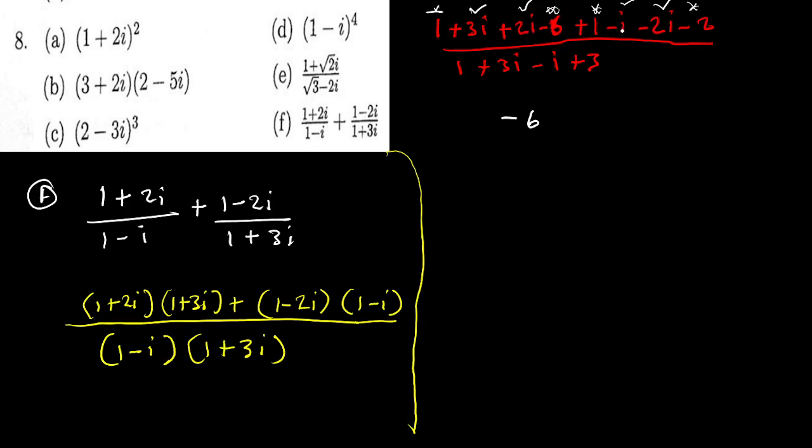5i minus i is simply 4i, minus 2i is positive 2i. Over, 1 plus 3 is simply 4, right? And then 3i plus that, it is positive 2i. But this is not what we want. What we want has to be in the form a plus bi.